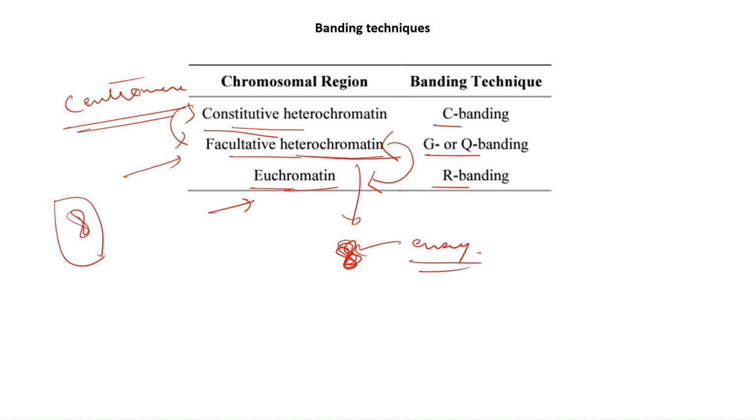So to stain such different regions of the chromosome, different banding techniques are available. That is C banding for constitutive, as you can see from the alphabet, C here and C here. Easy to remember. G or Q for facultative heterochromatin staining, R banding for euchromatin.